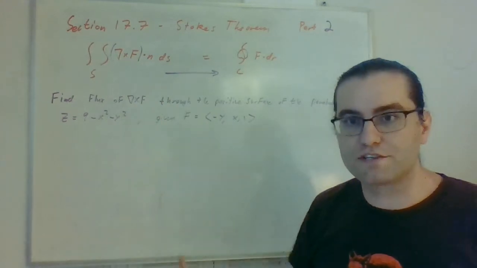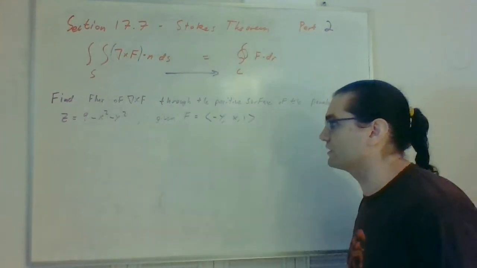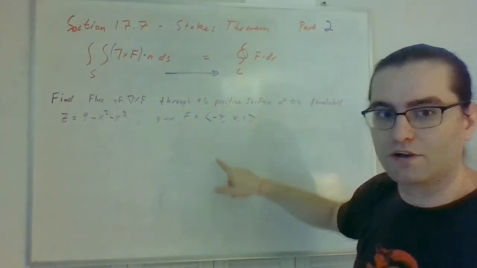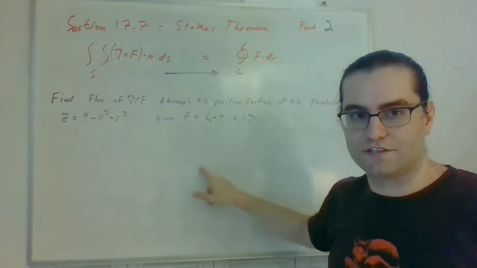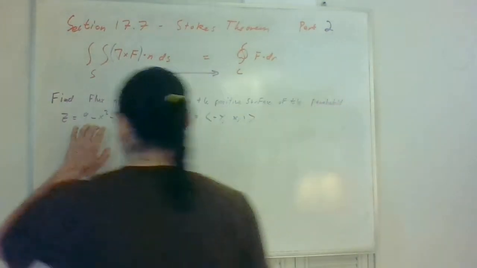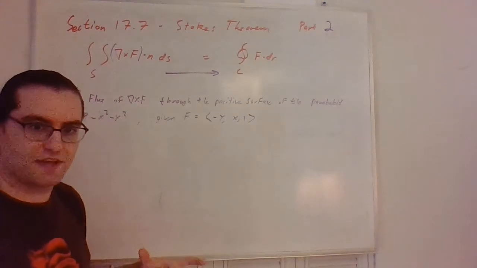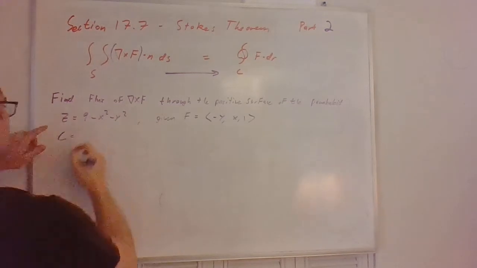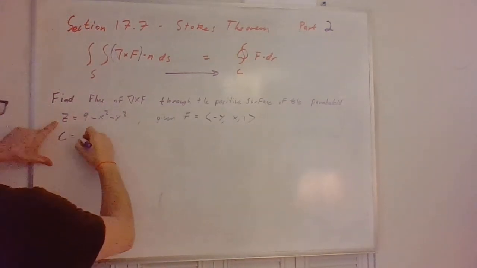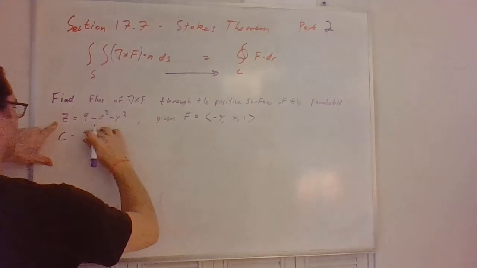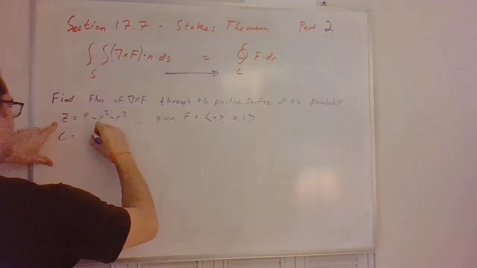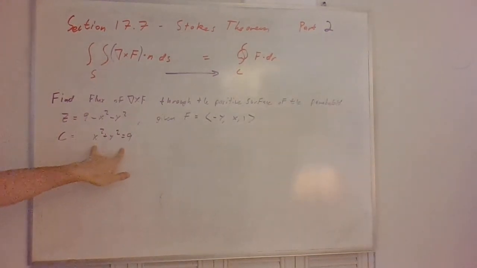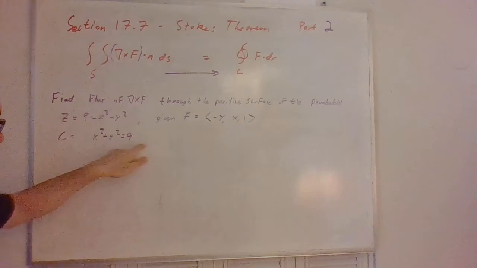So when I first introduced Stokes, I said it was a shortcut. Here's the shortcut. Instead of doing all of that, we're just going to do the circulation around the edge of this surface. So the paraboloid hits the xy plane. The edge it makes there is a circle. When it hits the xy plane, that means that z is 0. So the edge we have is x squared plus y squared equals 9. That's the path. That's the circulation.